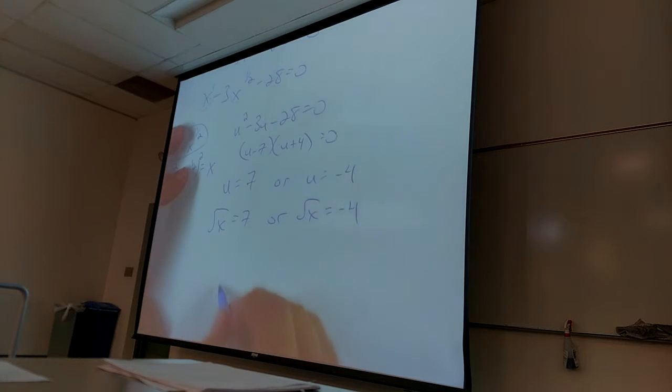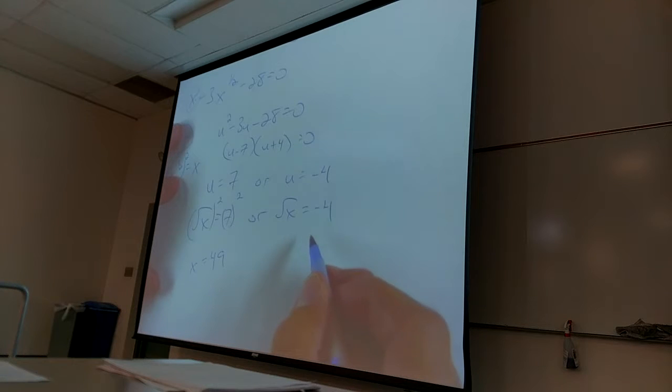So if I solve this, what do I get? How do I solve this? Square. I get x is 49. Now what happens here? I could square it and keep going, but why shouldn't I do that?